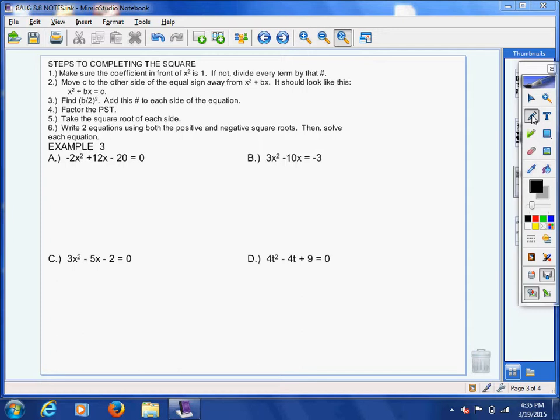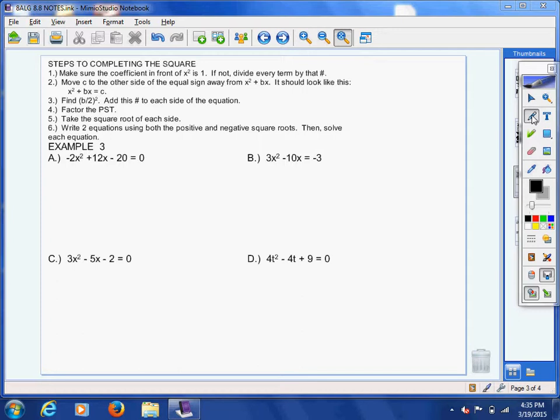Example 2 really was a great way to kind of introduce that concept. They did make it a little bit easy on us by making a 1, an understood 1. As you're scanning all 4 of these practice problems, you're noticing, ooh, hey, we got a coefficient in front of our x squared. So we're actually going to have to do step 1.